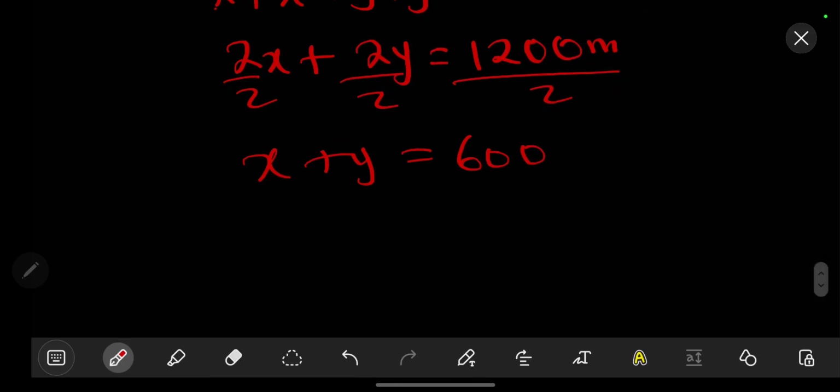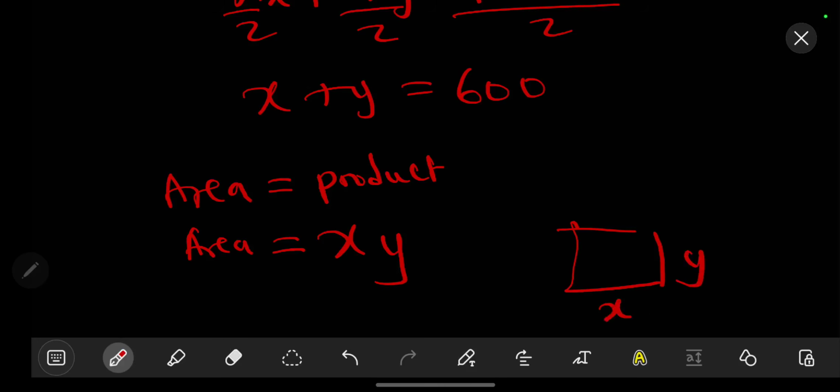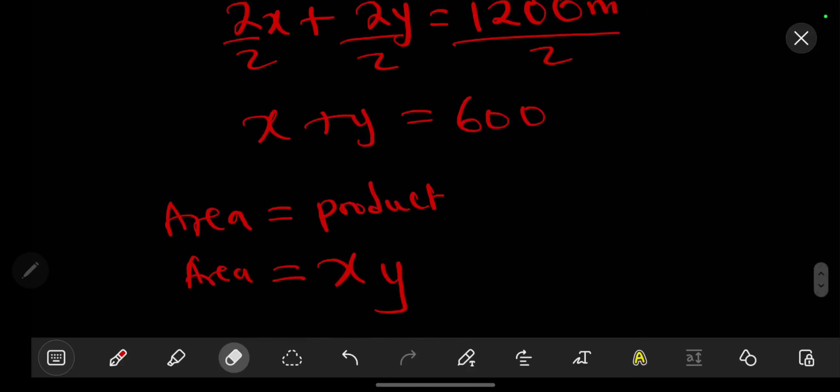So we are going now to say the area of a rectangle is equal to the product, which in this case is x times y. That's the area of a rectangle, x times y. So what we are going to do is make one of the letters the subject of the formula.